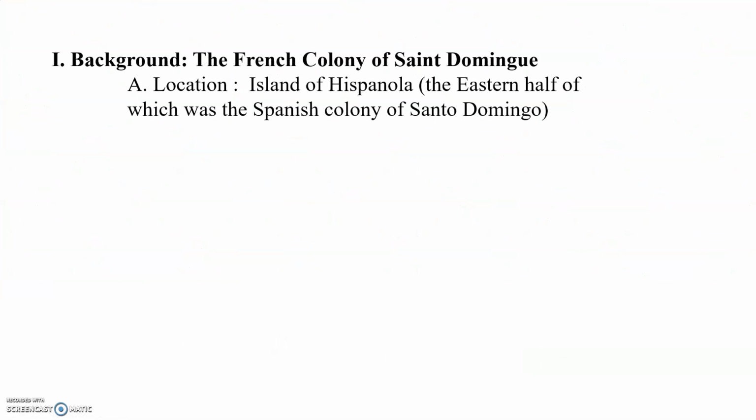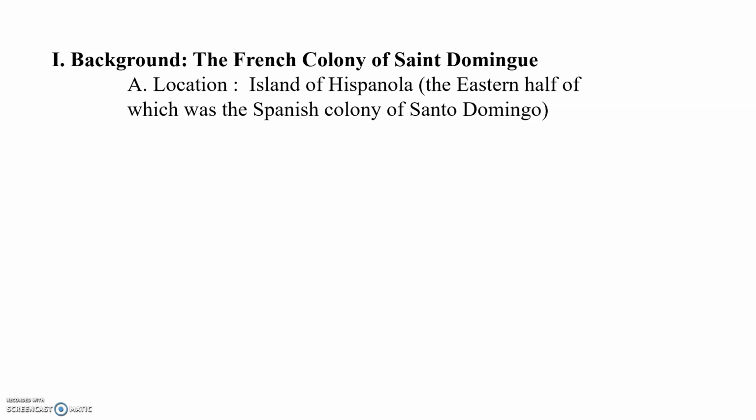So the first thing you have to know is where does this revolution occur? The revolution occurs on an island known as Hispaniola. Today it is made up of two countries. It's Haiti on one side, the crab pincher side of the island, and the Dominican Republic on the eastern side. But during the colonial period, the French side of the island was known as Saint-Domingue, and the Spanish colony was known as Santo Domingo.